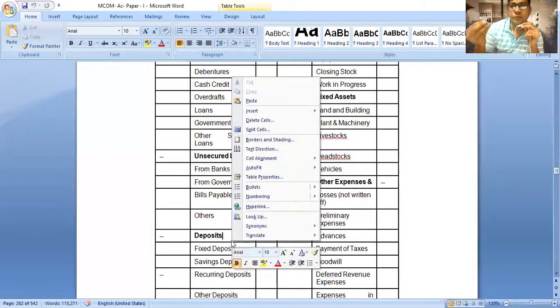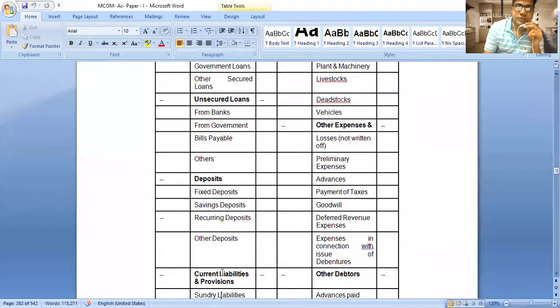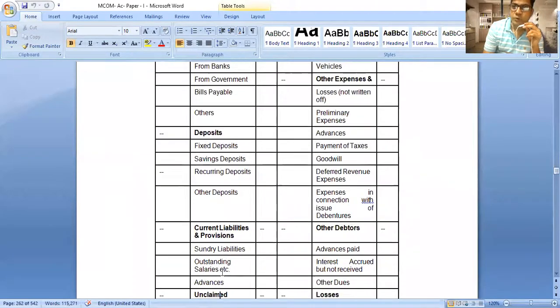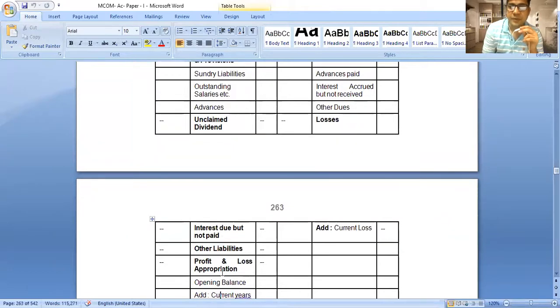Now what happens? Suppose you have a cooperative bank, they have their customers and they keep money in your bank: saving account, fixed deposit, recurring account. Customers have their FD account, saving account, and they keep a certain amount in their account. So it is a liability of the cooperative bank, and we have to show it in the balance sheet liabilities. Then other deposits, then current liabilities and provisions, sundry liabilities, outstanding salaries, advances, unclaimed dividend, interest due but not paid, other liabilities are recorded. Then appropriation we will discuss afterwards.